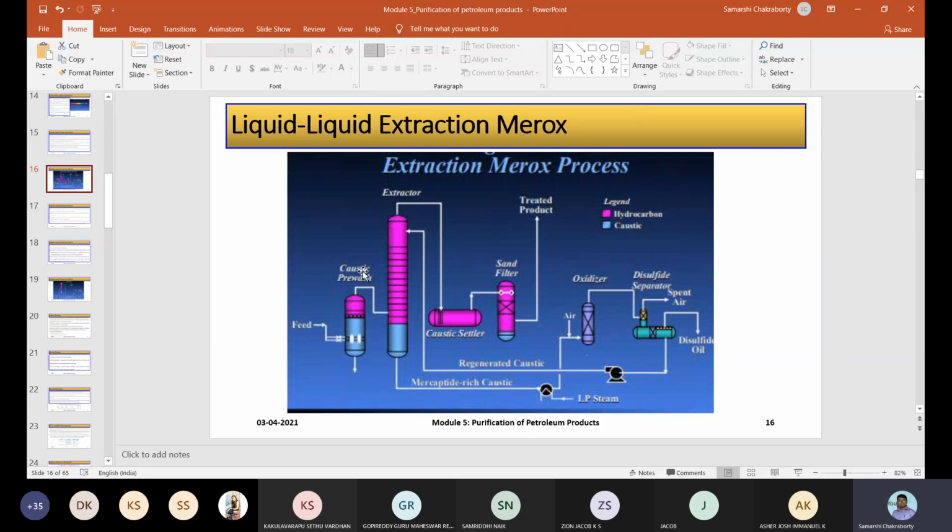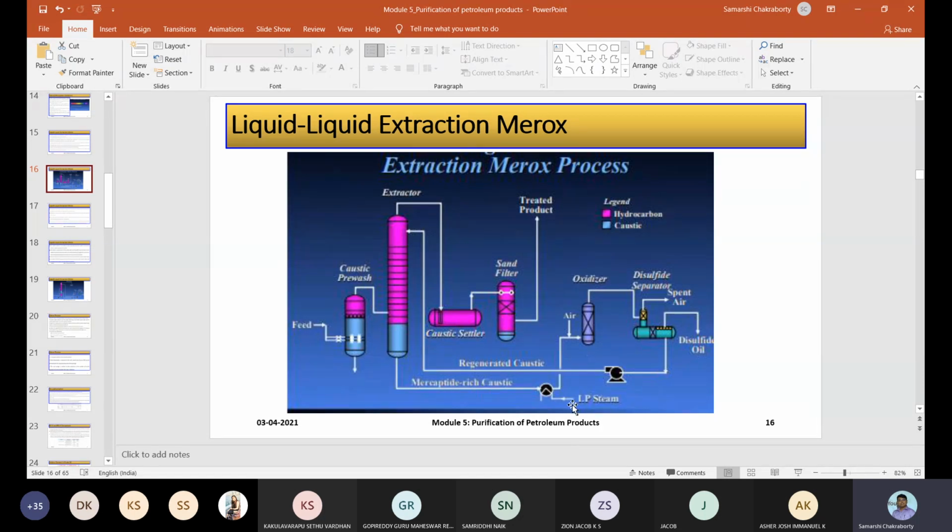Simple thing: we are considering that your feed is having certain amounts of H2S. If H2S is not present, caustic pre-wash will not be required. If H2S is present, that is why we are using this caustic pre-wash. Then we have this multiple stage extractor, where more than 6 stages will be there. From the bottom, mercaptide-rich caustic is being extracted.